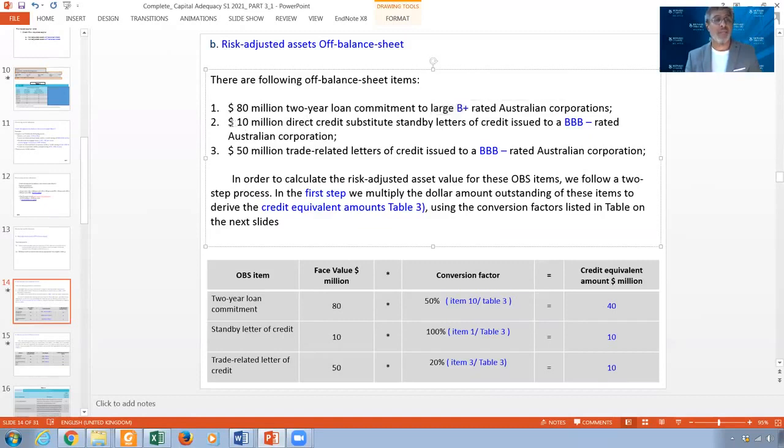Same thing applies to 10 million of direct credit substitutes, standby letter of credit. The counterparty is BBB. And then we have 50 million of trade related letters of credit. We talked about this in week 10 on the non-market related. This is all of the off-balance sheet. Now, in order to do this, we first have to bring the 80 million.